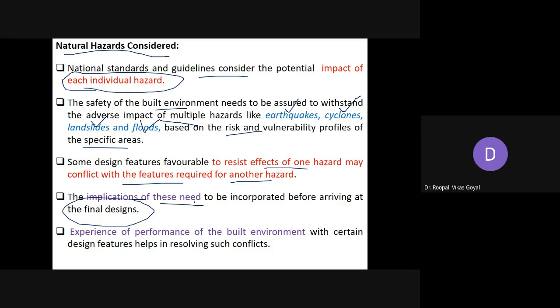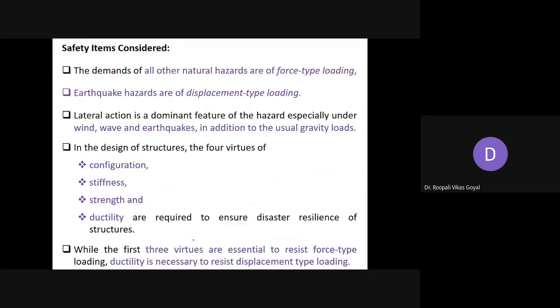Okay, so experience of the performance of the built environment with certain design features helps in resolving such kinds of conflicts, because hilly regions are also having multiple hazards. वहाँ पे earthquake भी आ सकता है, वहाँ पे flood भी आ सकता है, वहाँ पे landslide भी हो सकती है. So those structures which are suffering from these multiple hazards, the proper design is very essential. Otherwise it may result in first hazard to first disaster as well as a second disaster, that is secondary disaster. So safety items considered. The demands of all the natural hazards are of force type loading, कि भाई लोड कैरी करना है, that is called the force type of loading.